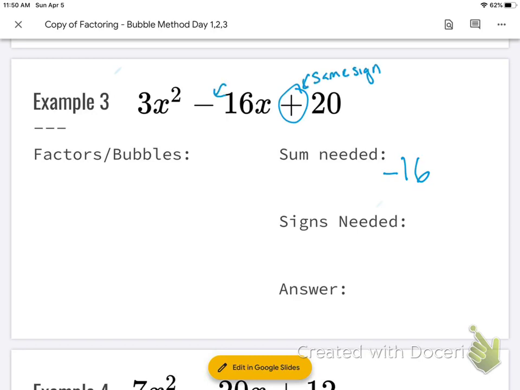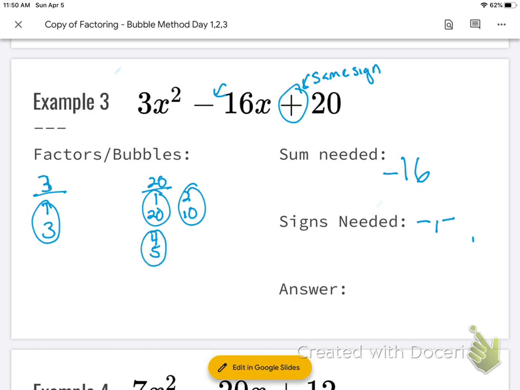This tells us they're both negative. So negative, negative. So factors of 3 are going to be 1 and 3. Only way to multiply to get that. Factors of 20 are going to be 1 and 20, 2 and 10. 3 doesn't do it, but 4 does. 4 and 5.